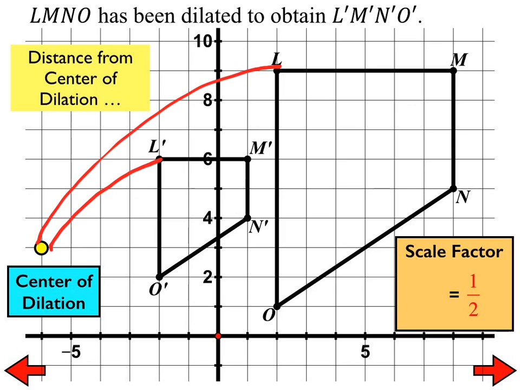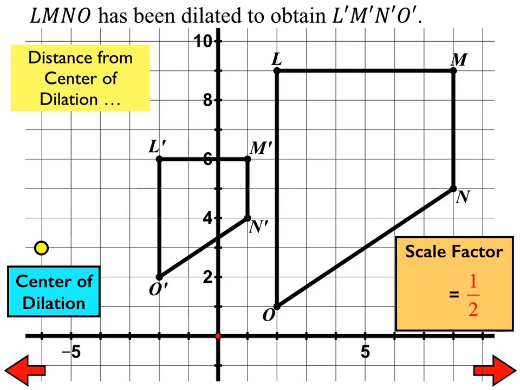Same thing from O prime to O. The distance from the center of dilation to O prime is half the distance that it is to O. And it's the same way to every single vertex. You're going to have to utilize that thinking when you're asked to draw an image from a pre-image if you know the center of dilation and if you know the scale factor. And there are all kinds of ways that you can figure that out.